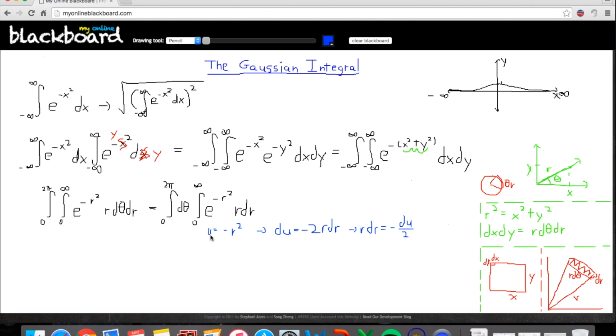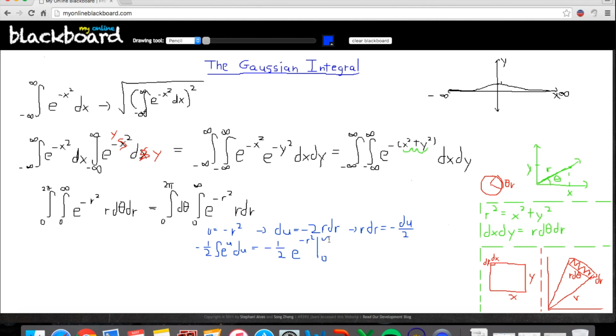So now with that U-substitution, what we get is negative 1/2 the integral of e to the u du. I'm not going to write my bounds in, of course, because I switched the variable that we're integrating. And obviously the integral of e to the u du is going to be negative 1/2 e to the u. Now we're going to substitute the u back in: e to the negative r squared, evaluated from 0 to infinity.